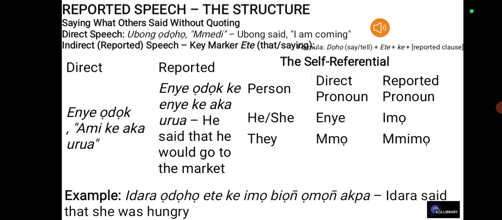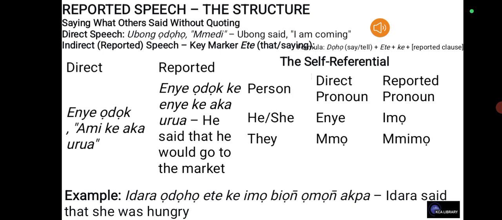This section moves you from quoting to reporting. Direct speech repeats the exact words. Obong odeho, midi, meaning Obong said, I am coming. Indirect or reported speech tells the meaning without the quote marks, and you need three parts to do it. First the verb doho, meaning say or tell. Then the marker it, which works like that or saying. Then ku, which introduces the reported clause. So the formula is doho plus it plus ku plus clause.